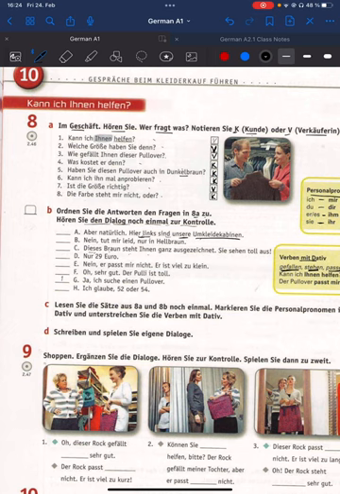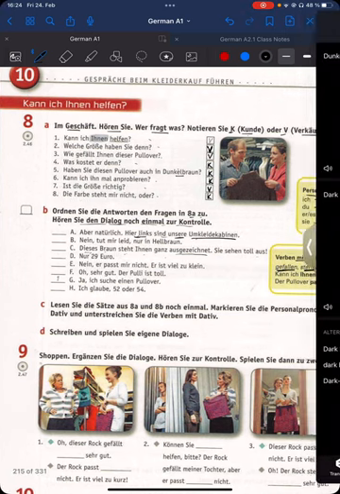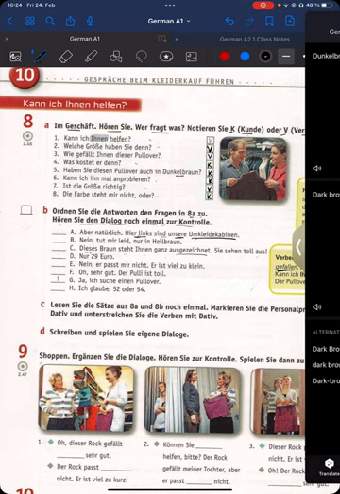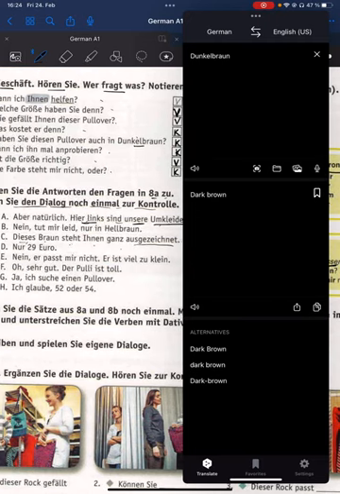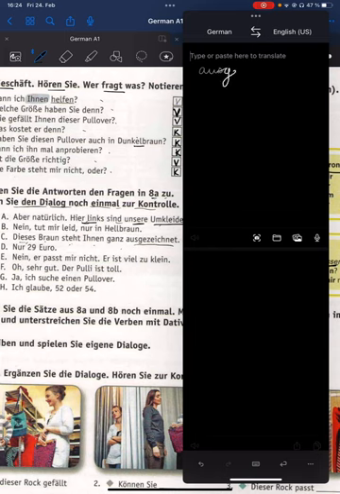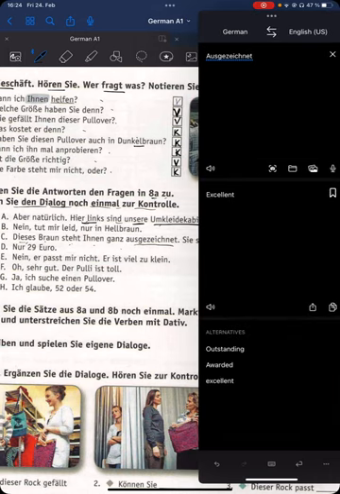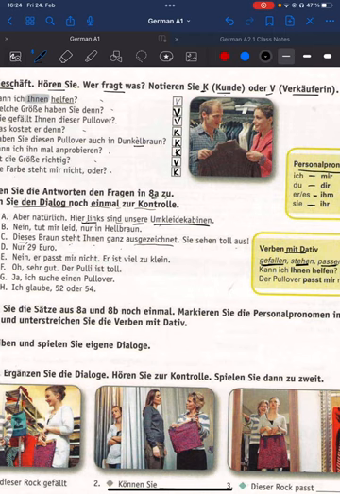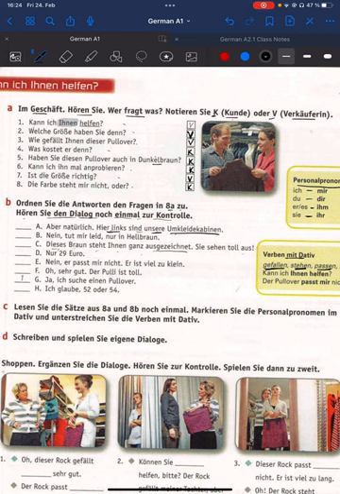Dieses Braun steht Ihnen ganz ausgezeichnet. Sie sehen toll aus. It looks, the brown looks on you completely outstanding. Excellent, outstanding, okay. Ausgezeichnet, okay. Nur 29 Euro, only 29 euros. Er passt mir nicht, er ist viel zu klein, it doesn't fit me, it is too small. Oh, sehr gut, this pullover is great. Yeah, ich suche einen Pullover, I'm searching for a pullover. Ich glaube, 52 oder 54.